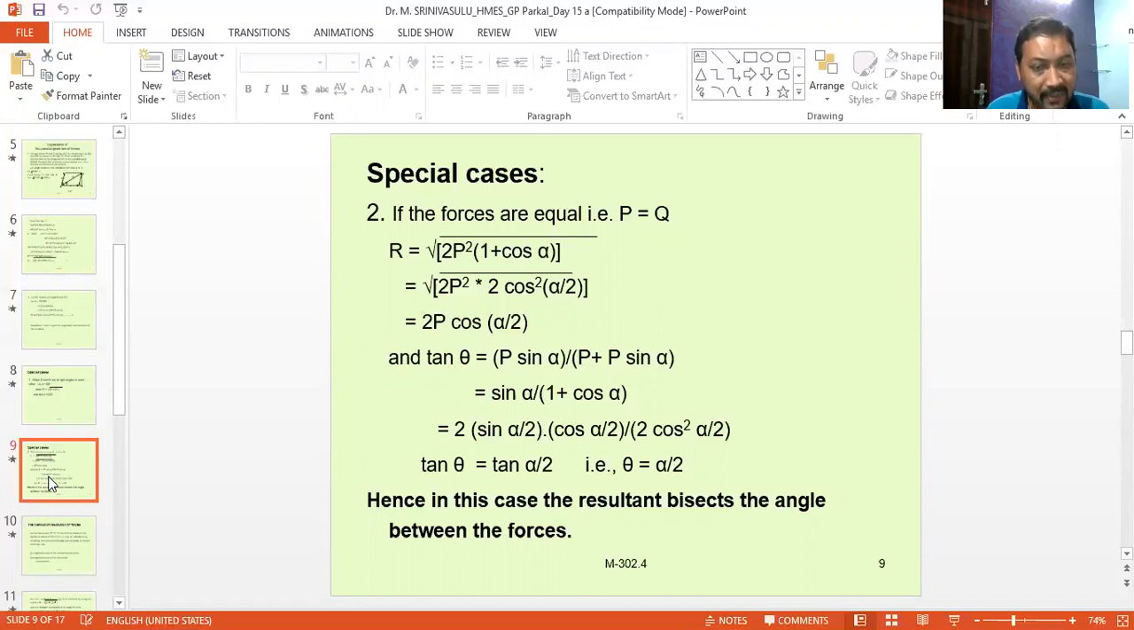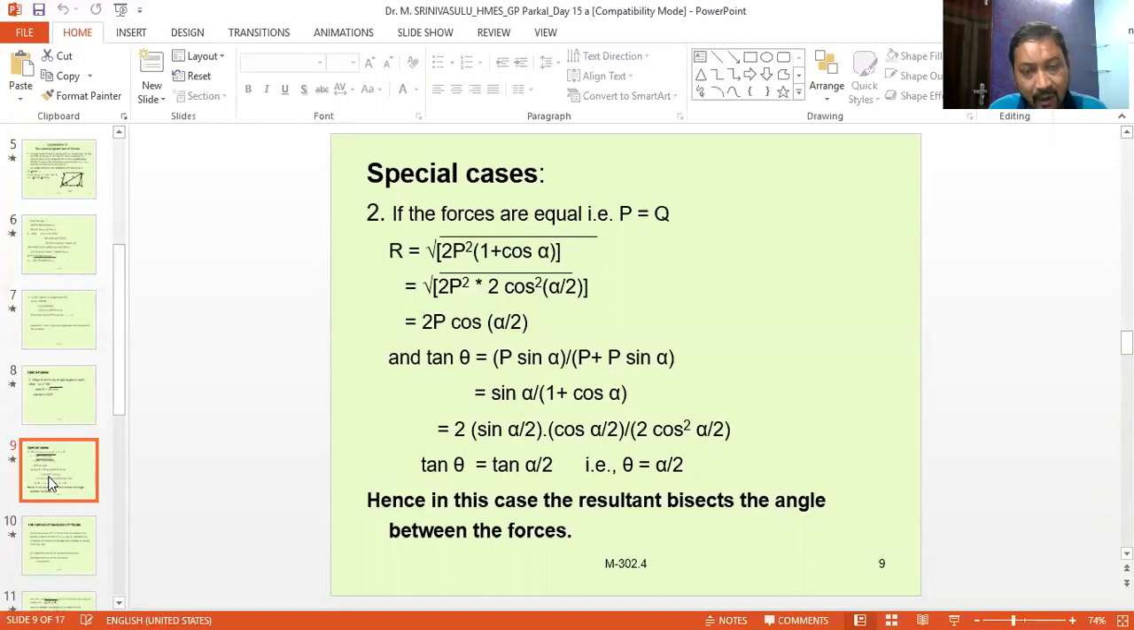So then R becomes 2P into cos alpha by 2. So this is the magnitude of the resultant. So R is equal to 2P cos alpha by 2 when P is equal to Q, or the forces are equal. Now, the magnitude part is over.